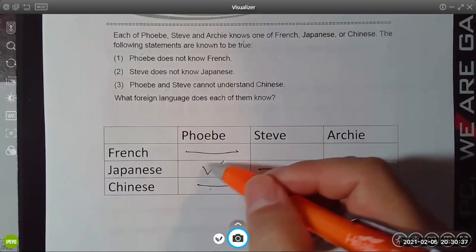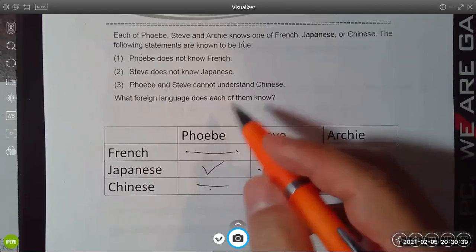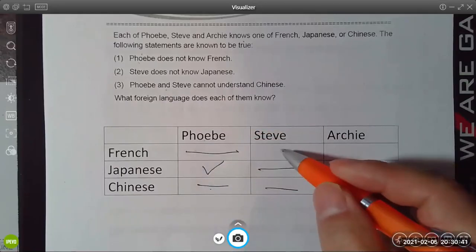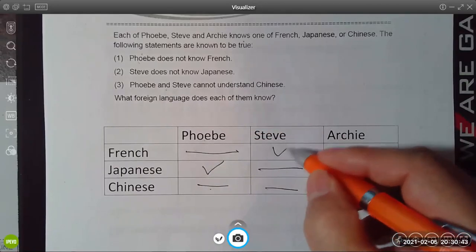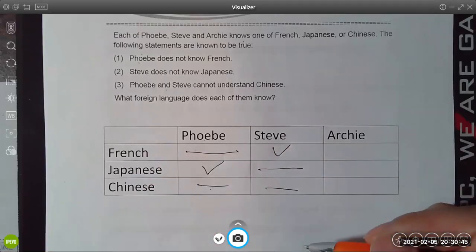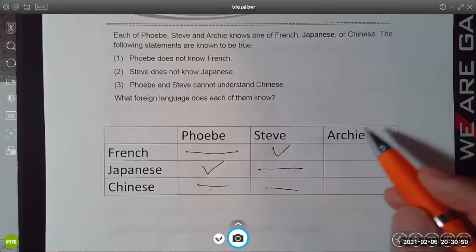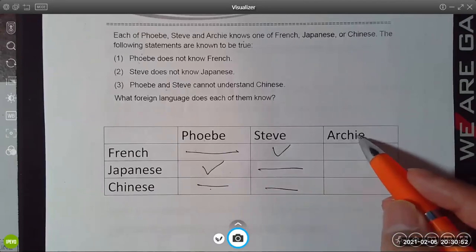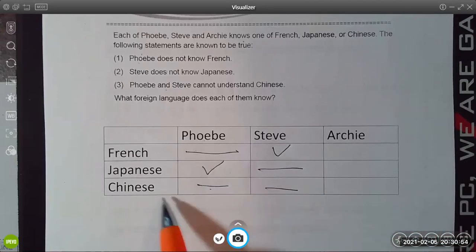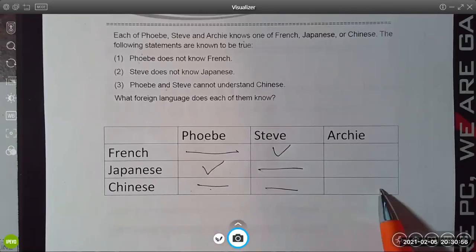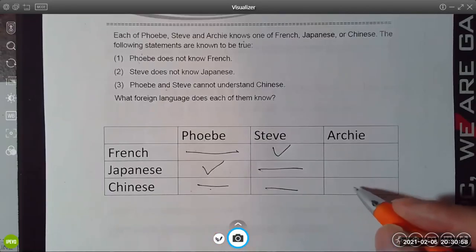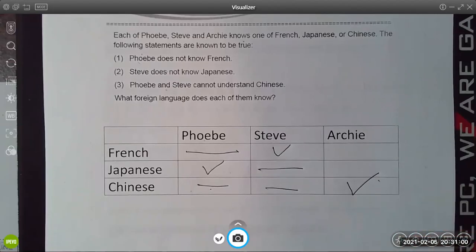There's only one left. And everybody has to understand a language. That's for Phoebe. And this one is missing. This one is blank. French is for Steve. And how about Archie? Actually, after these two, you know what Archie's language is, right? But you can also look at this horizontally. This row, only this one is missing. This one is blank. This one for Archie. That's it. We finish it.